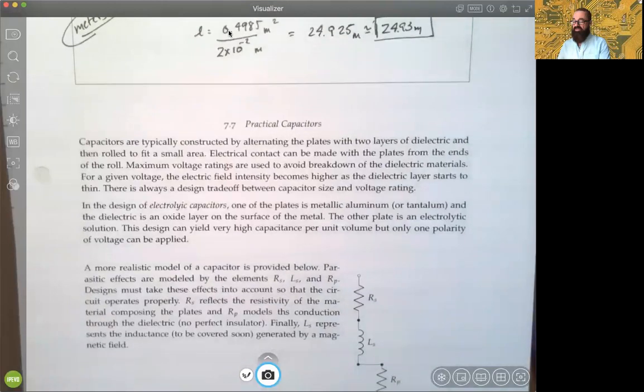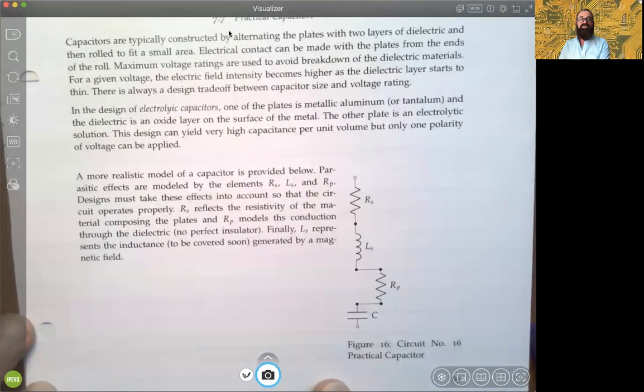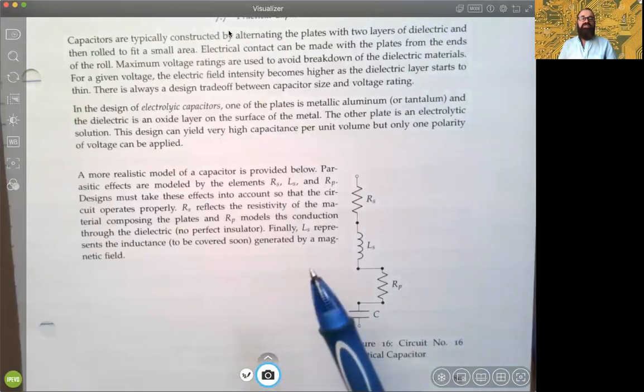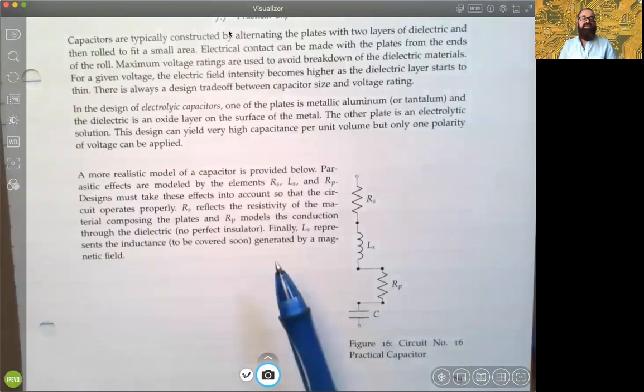So a more realistic model of a capacitor is illustrated here with components that we've already seen and are about to see, because we haven't done inductance yet. It's illustrated in terms of what are known as parasitic effects, that you're not truly getting the capacitance that you expected. Why? Well, you typically model it with resistances and inductances, so that the designs take into account that the circuit operates properly.